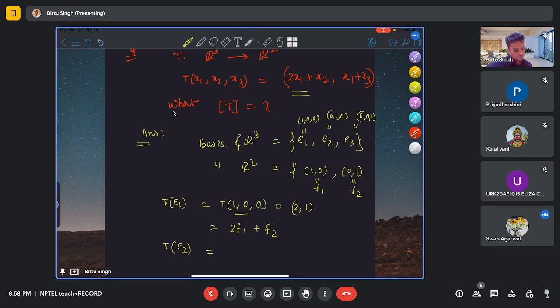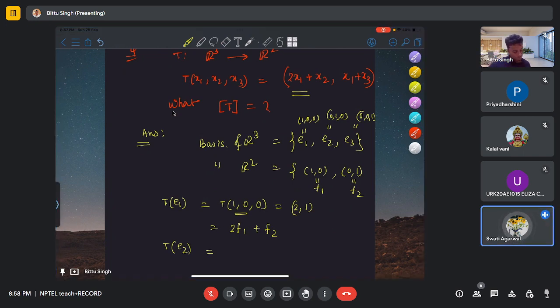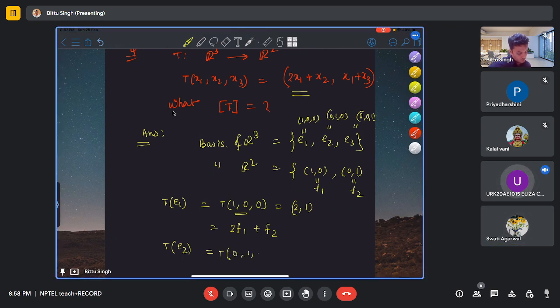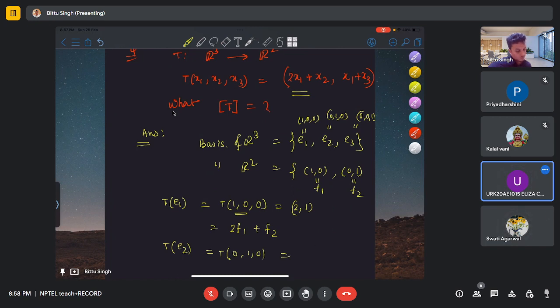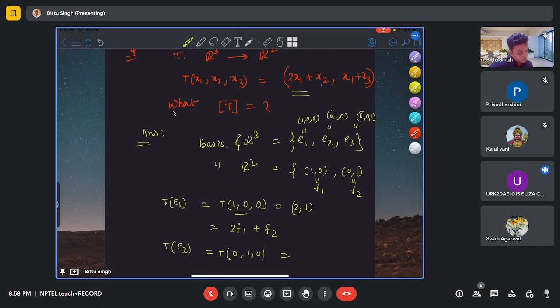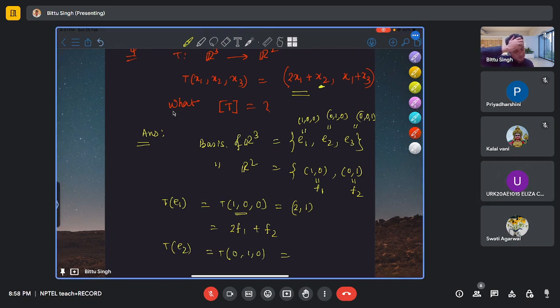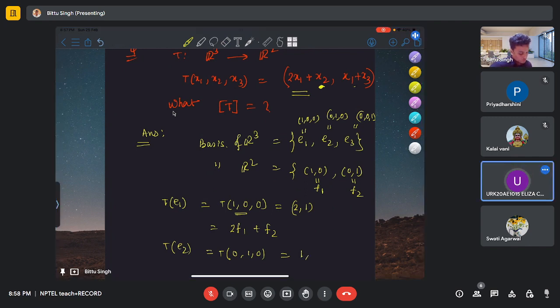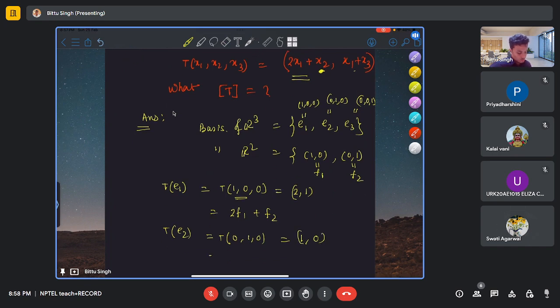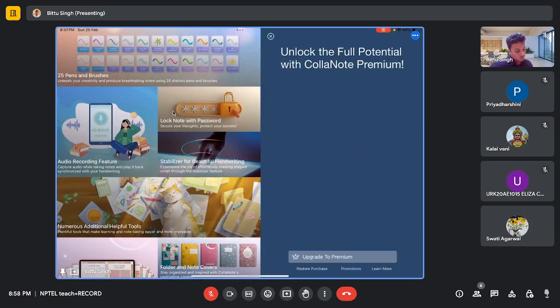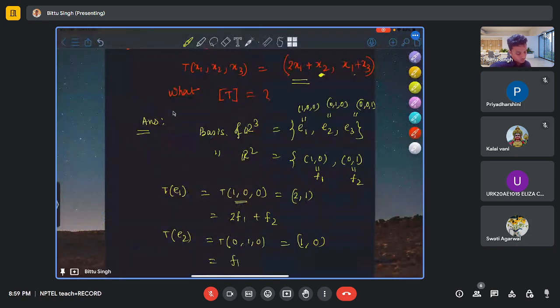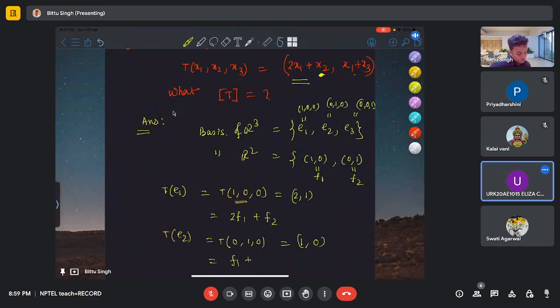What will be T(E2)? T(0,1,0). Here it is (1,0). x2 gives 1, and there is no x2 in the second entry, so (1,0). What is the meaning of (1,0)? It is actually F1, the base vector: F1 plus 0 times F2.